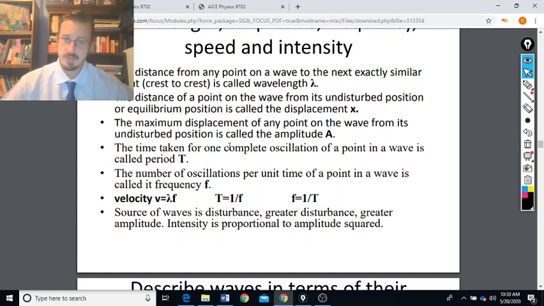And the source of waves is a disturbance. The greater the disturbance, the greater the amplitude. Intensity is proportional to amplitude squared. Intensity is the power per area. And so how much power per area is related to the amplitude, the amount of disturbance in the wave.